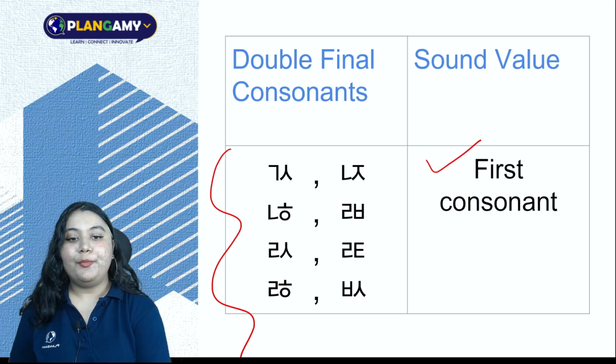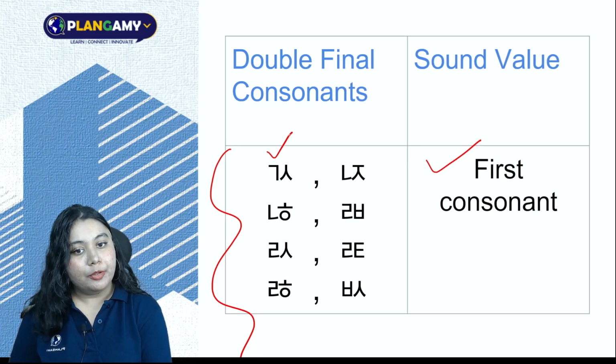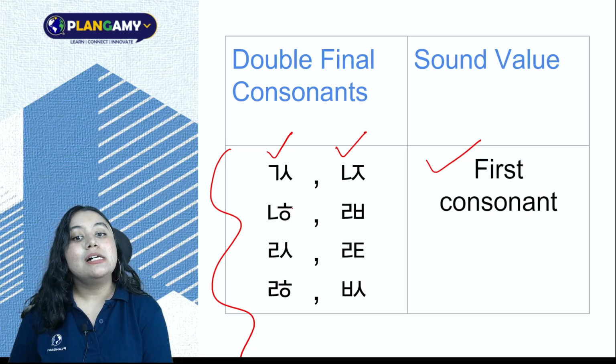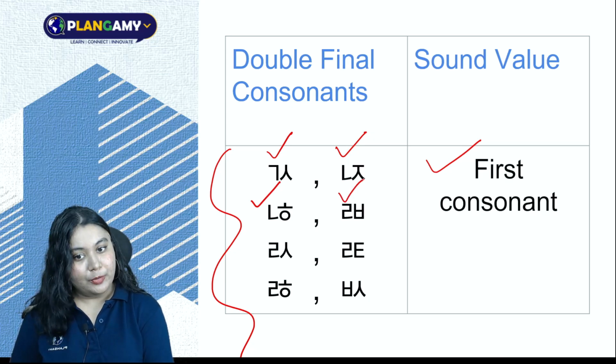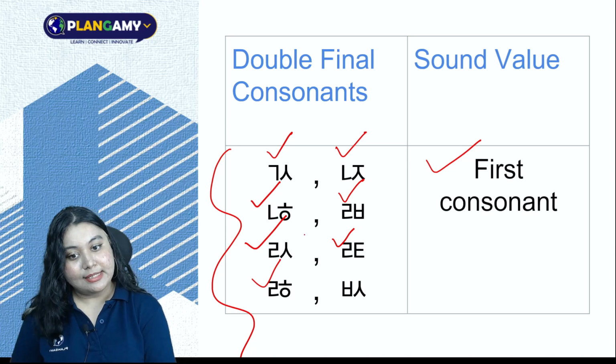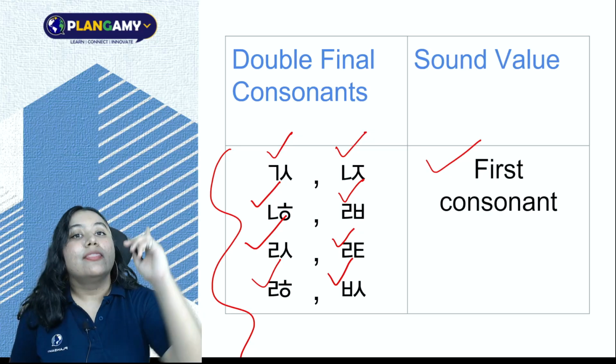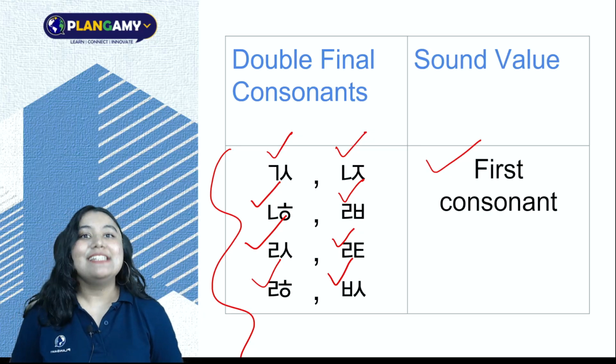So gh followed by s, gh would be considered. N, jh, n would be considered. N, h, n would be considered. L, bh, l would be considered. L, s, l would be considered. L, th, again l would be considered. L, h, l would be considered. B, s, again bh would be considered. All of these 8 cases, the sound of the first consonant is considered.